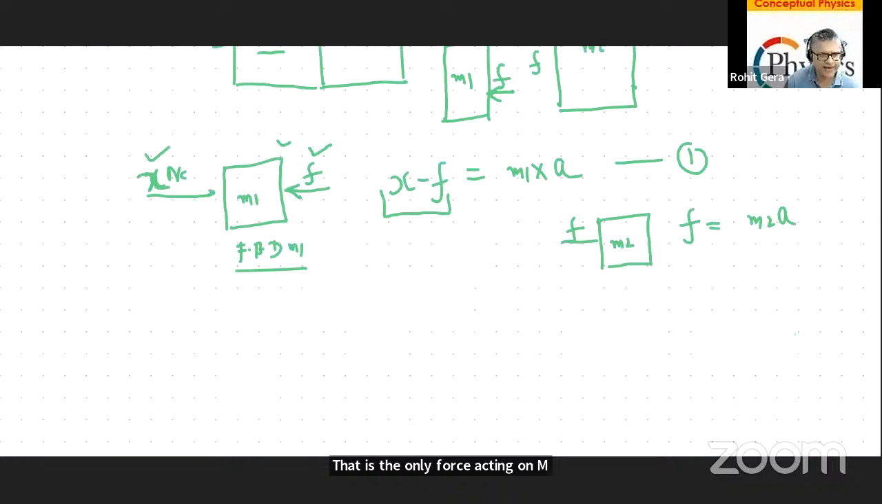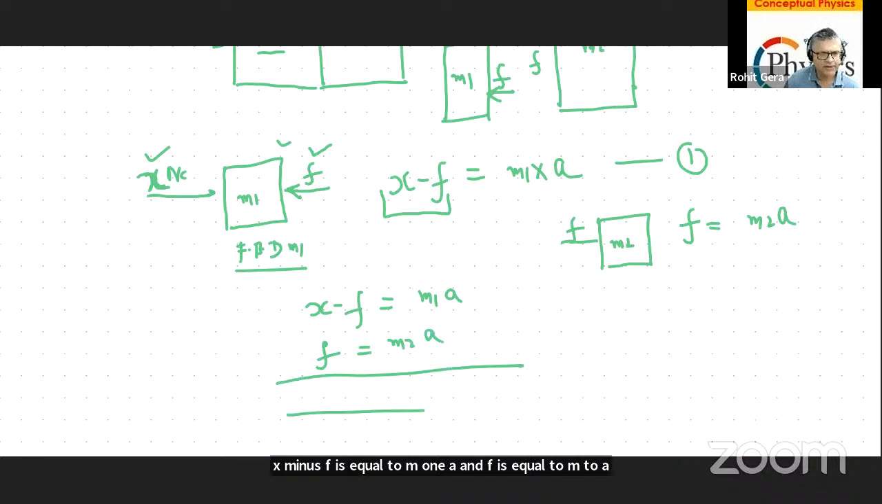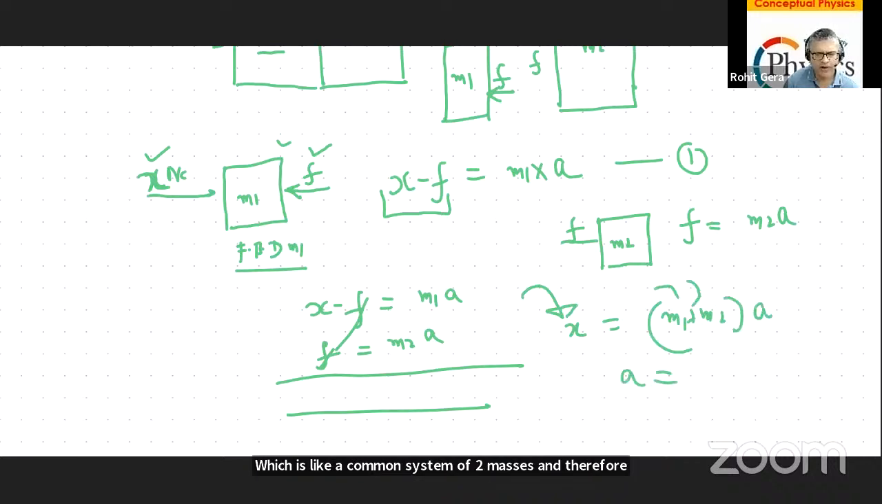Okay, right? So X minus F is equal to M1A and F is equal to M2A. Let me add first. I will get X, which is the external force, is equal to M1 plus M2, which is like a common system of two masses, and therefore the acceleration is X upon M1 plus M2. Right, so this is your acceleration in meter per second square, which is the external force divided by the total mass. ये तो आना ही था. Nothing great, right? This had to come. कोई बड़ी बात नहीं है.